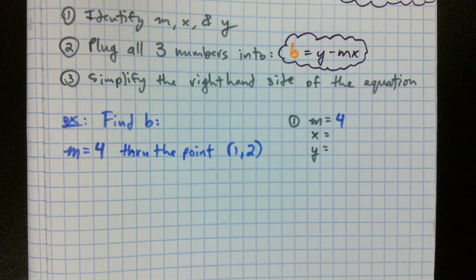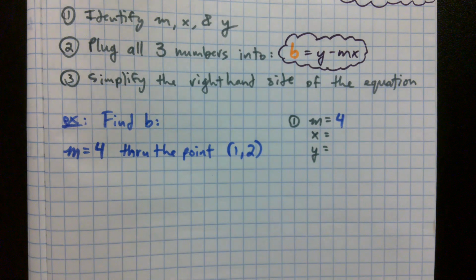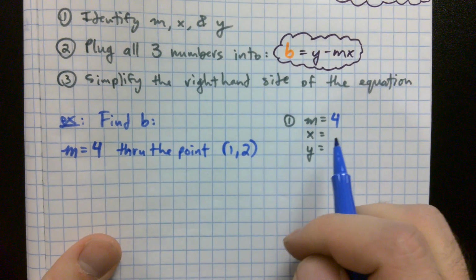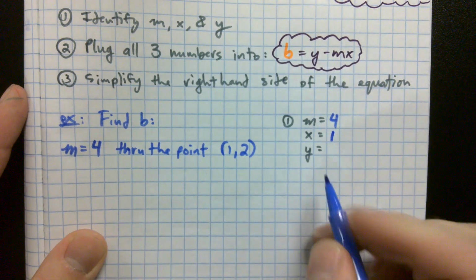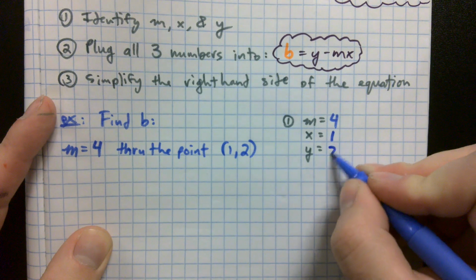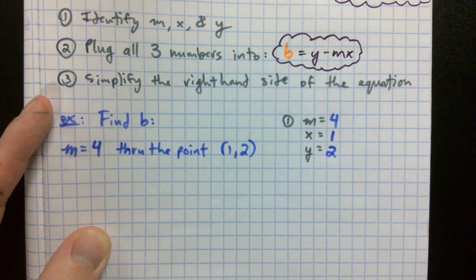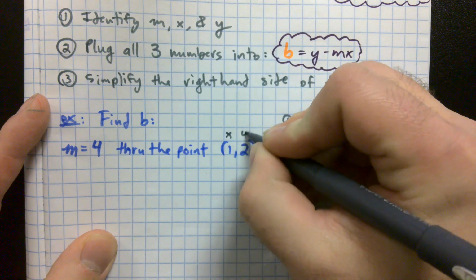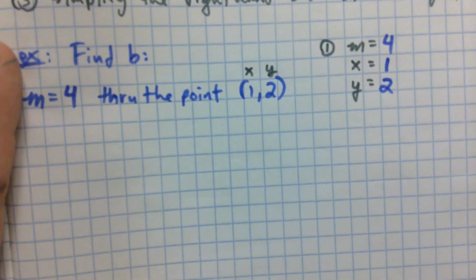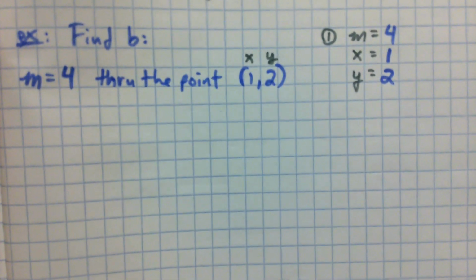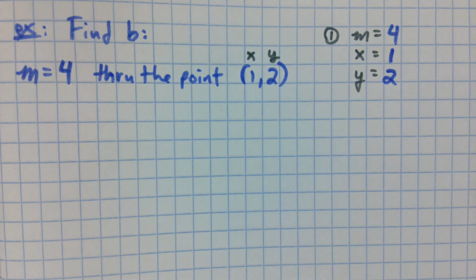Who can tell me what my X is equal to? 1. Give me a thumbs up if you agree with that. Here X is equal to 1. Couple people. Good. My X is 1, which means my Y must be equal to what? 2. Remember, anytime we have a coordinate pair like this, X comes before Y, just like in the alphabet. If you ever forget, sing your ABCs, you'll get to X first and then Y. So your first number is X and your second number is Y every single time. Step 1 is done. We identified M, identified X, and identified Y.